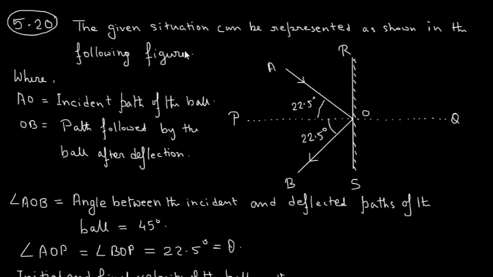So the given situation can be represented as shown in the figure, where AO is the initial path of the ball and OB is the path followed by the ball after deflection. Angle AOB is equal to the angle between the incident and deflected path of the ball, that is 45 degree. Angle AOP is equal to angle BOP, that is equal to 22.5 degree, which is theta.